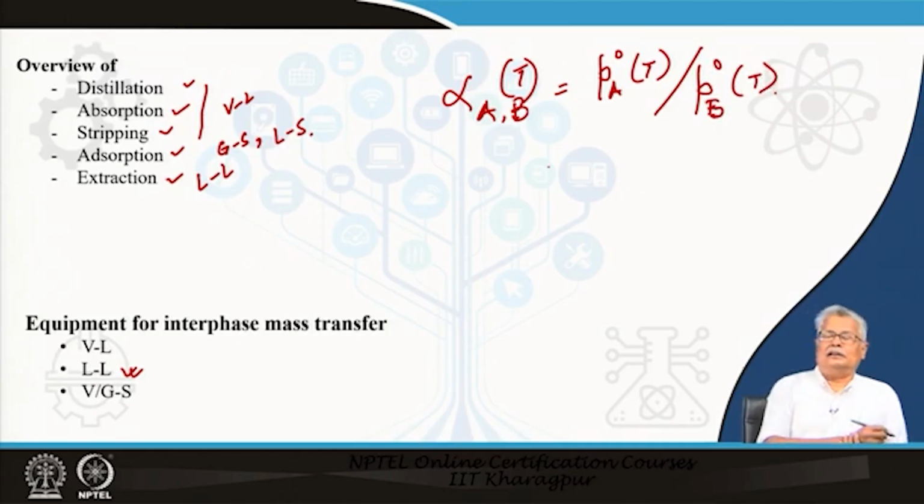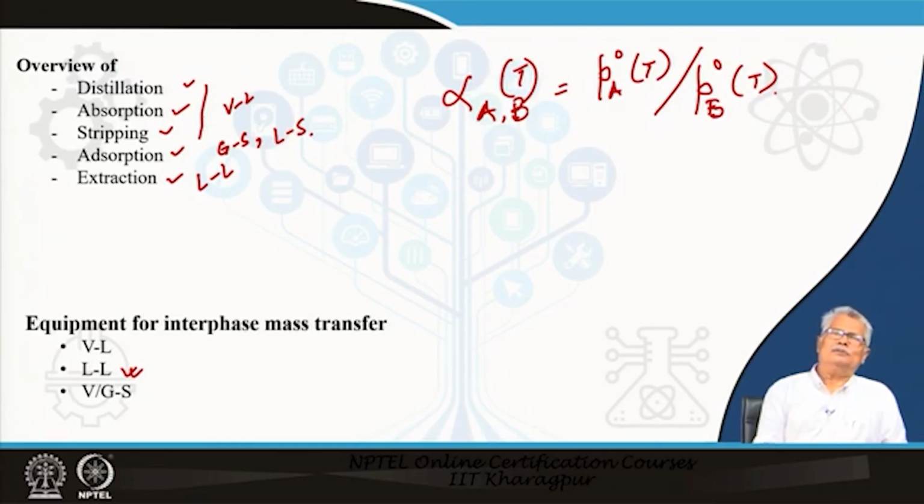Quite naturally, if component A has a higher vapor pressure at the same temperature T in relation to B, alpha AB is going to be greater than 1 and separation should be possible, and typical separations which are done when you have alpha around say 2.5, 2.8 and higher than that.